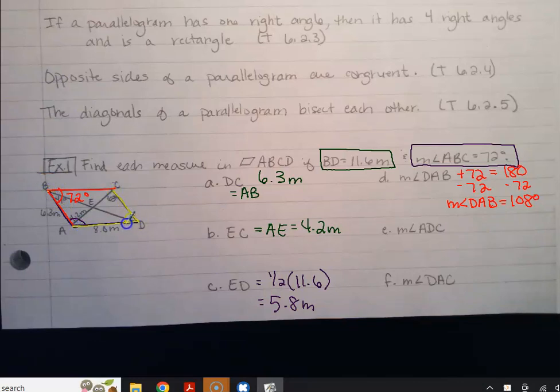ADC is what? 72. That is 72. Why is that 72? Because that one is the opposite. I thought the other one was. Okay, yeah, because it's opposite. These two angles are opposite of each other. So angle ABC and ADC. Lucas, how you doing?